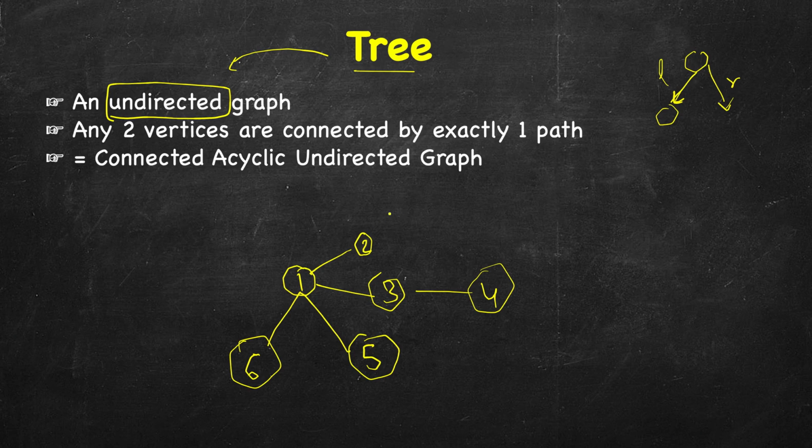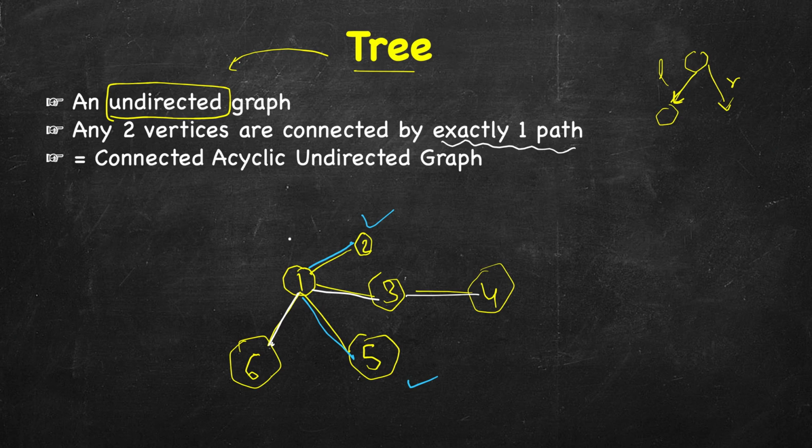So between any two pair of nodes, let's pick 2 and 5. So what is the path between 2 and 5? You come from 2 to 1, from 1 to 5. Similarly, if you want to go from 2 to 4 or 6 to 4, what you will do? You will come to 1, then you will come to 3, then 4. Is there any other path? No. So that's the condition for tree. Any two vertices are connected by exactly one path.